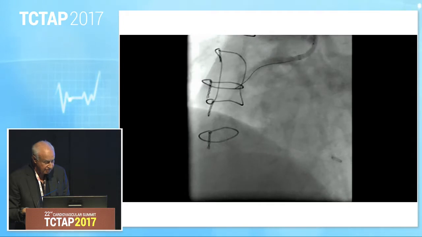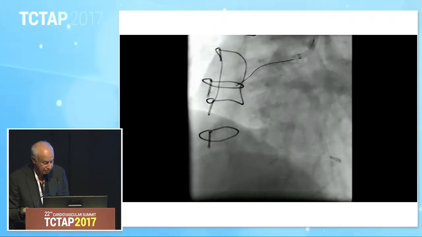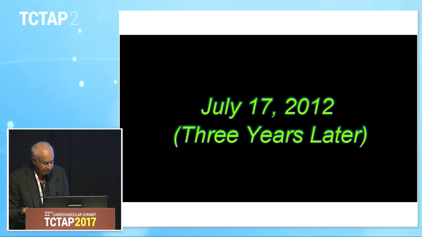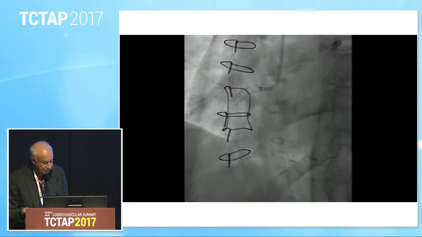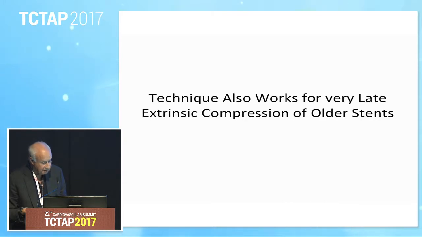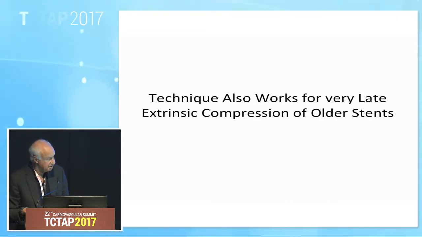So this is a lady who was back 3 times in 1 year with in-stent restenosis because of an under-deployed stent. We had follow-up angiography 3 years later from another lab, but this is as good as it gets for a lesion that couldn't be dilated in a conventional manner. This technique also works for very late extrinsic compression of older stents.